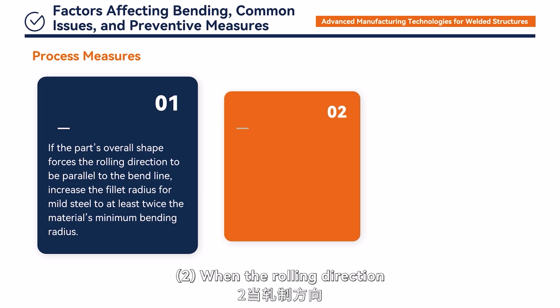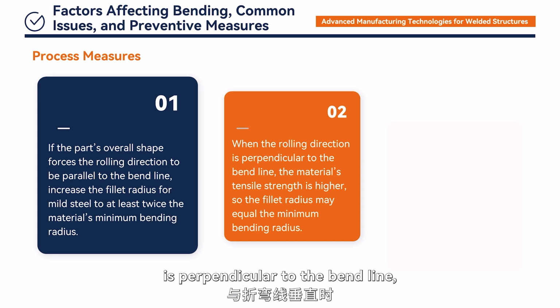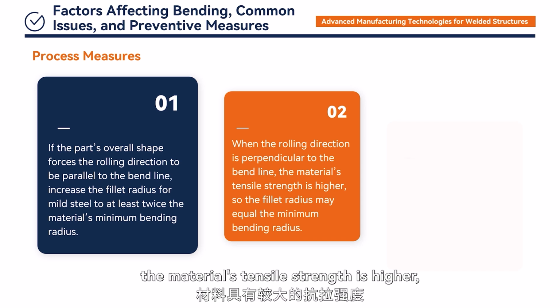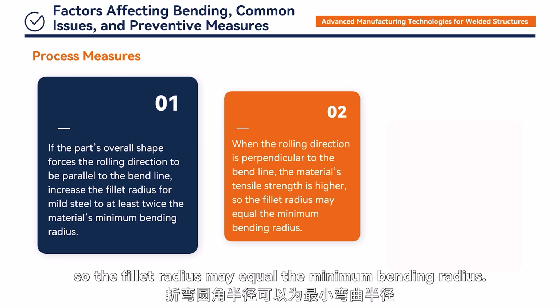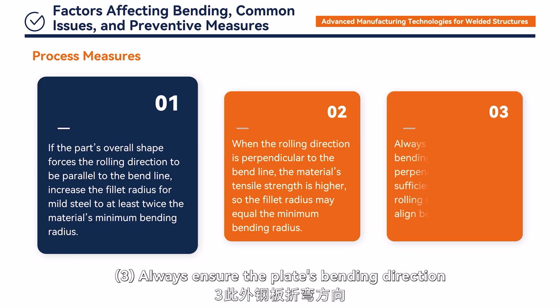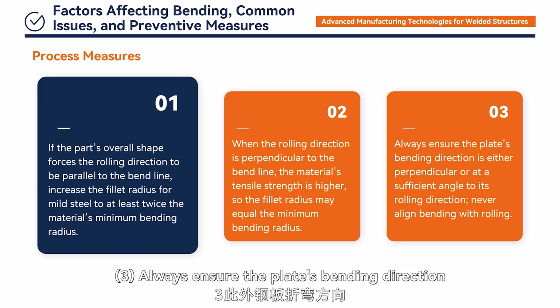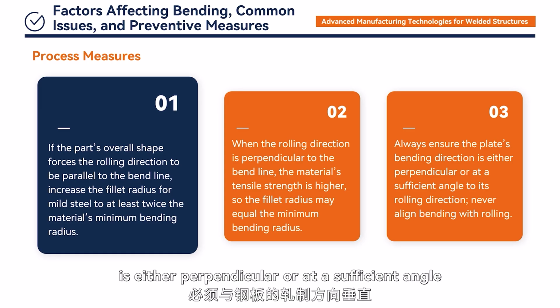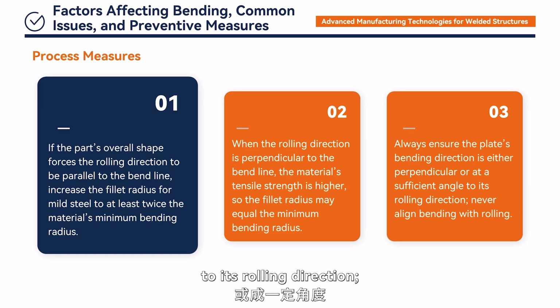2. When the rolling direction is perpendicular to the bend line, the material's tensile strength is higher. So the fillet radius may equal the minimum bending radius. 3. Always ensure the plate's bending direction is either perpendicular or at a sufficient angle to its rolling direction.